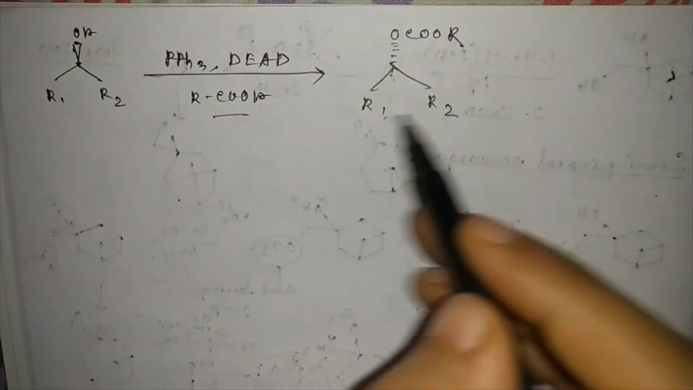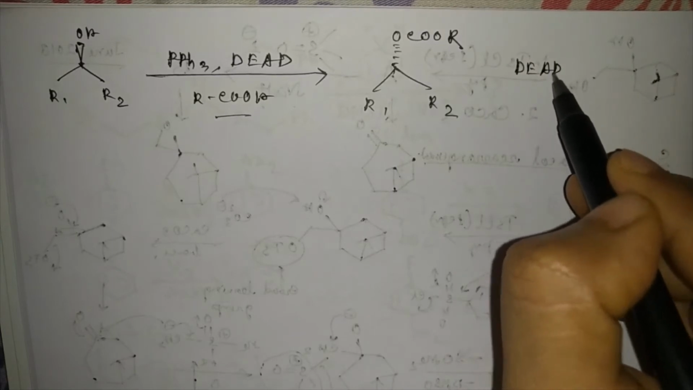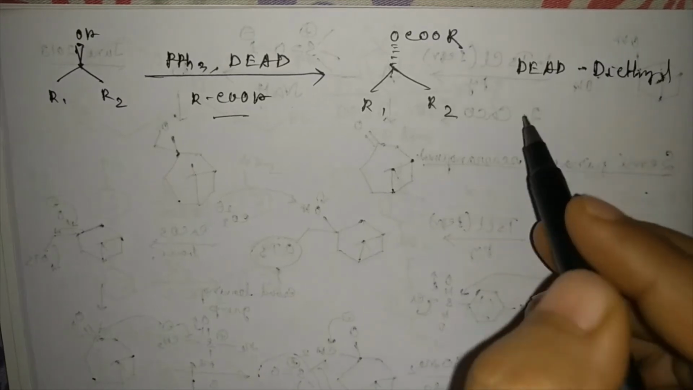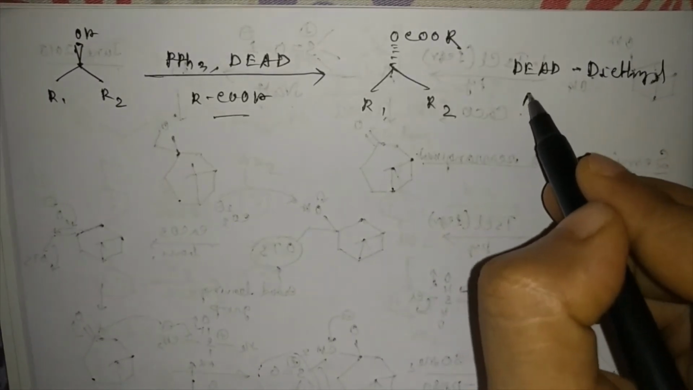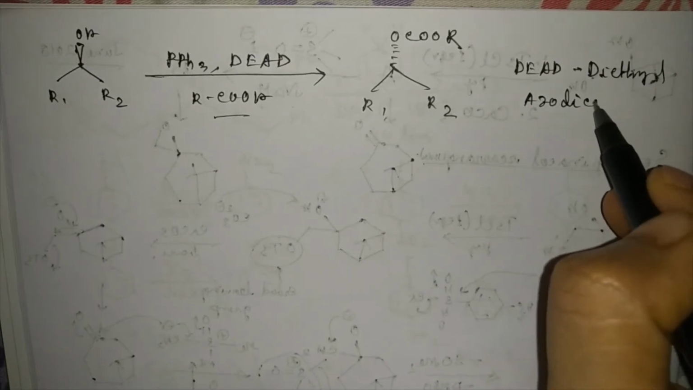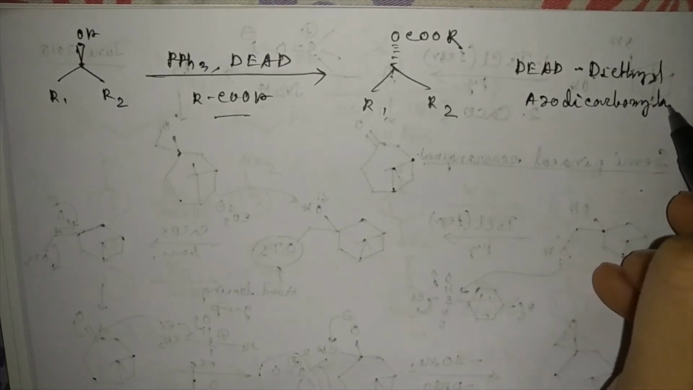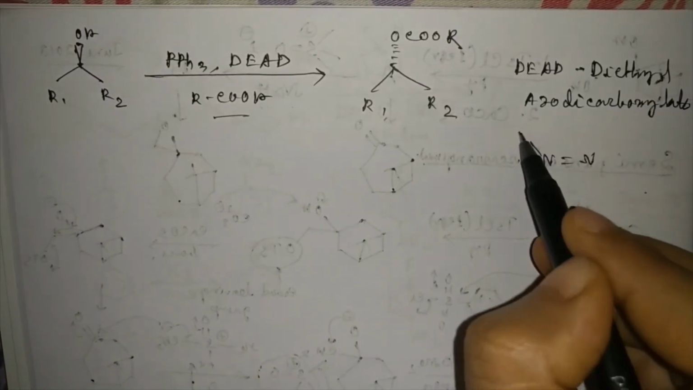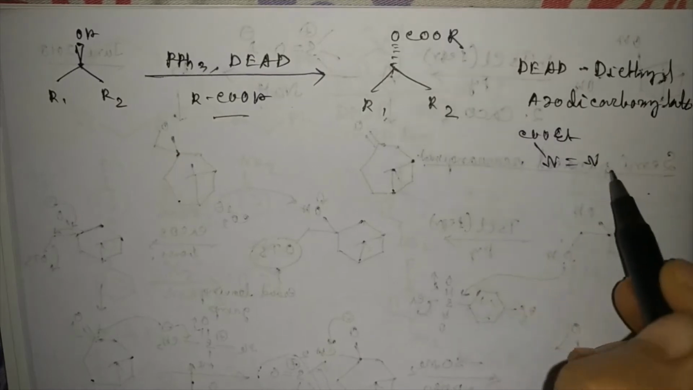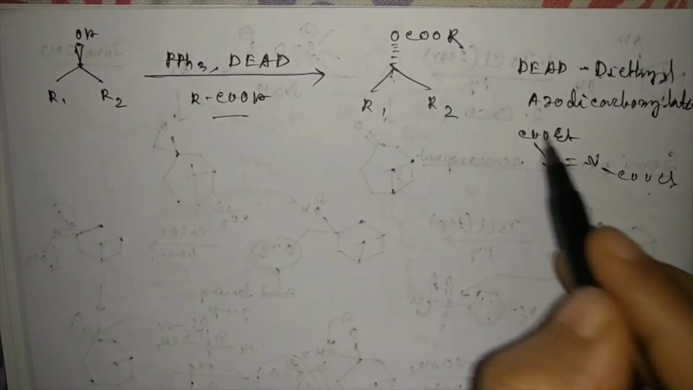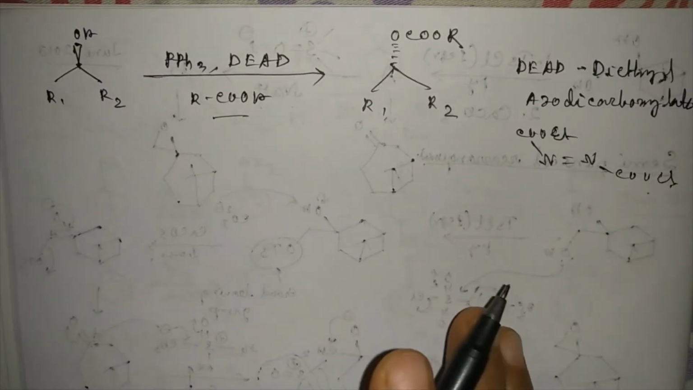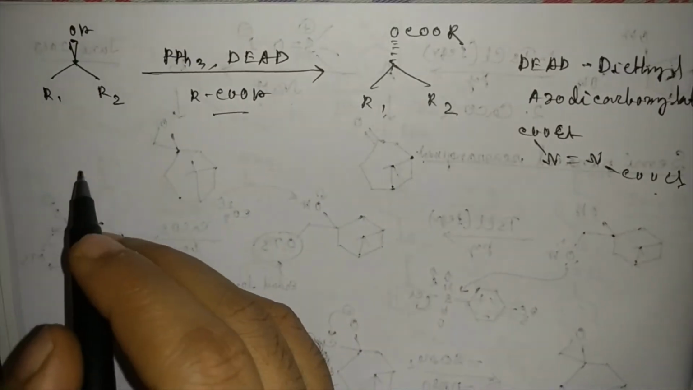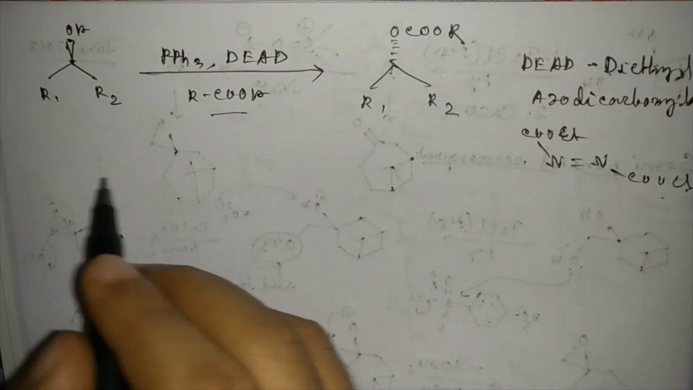So what is DEAD? DEAD is diethyl azodicarboxylate, that is N=N with COOEt and COOEt on either side. It is diethyl azodicarboxylate. So we will follow the mechanism of how this will form in Mitsunobu reaction conditions.